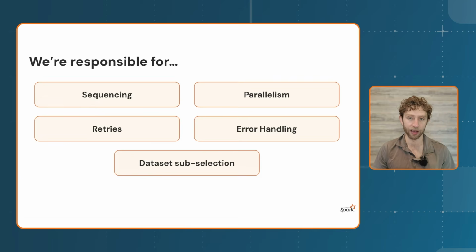There's also error handling and validation. We need to make sure that each of the queries in our pipeline is compatible with the data that precedes and follows it. And last of all, dataset subselection.